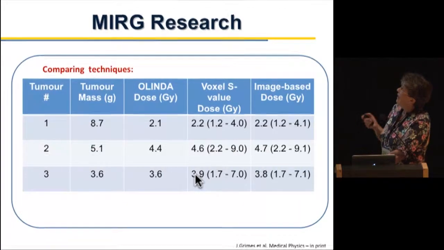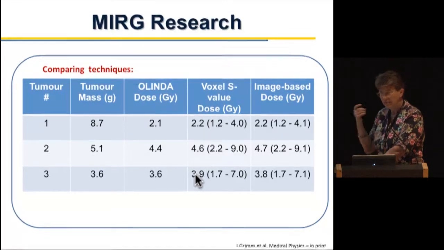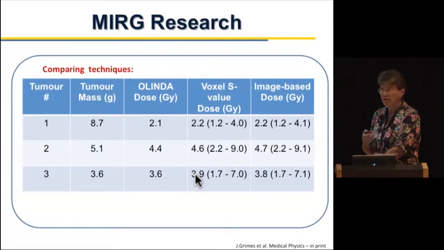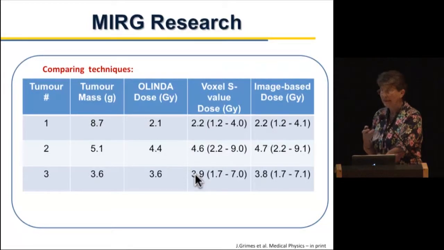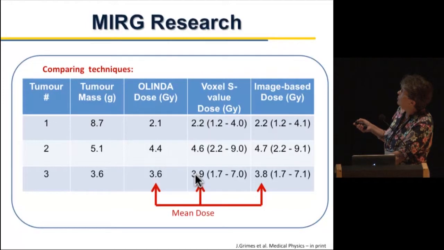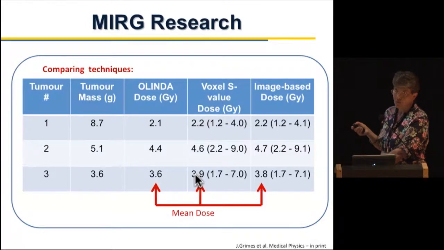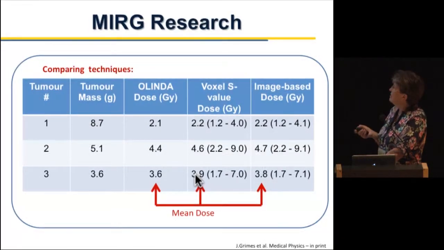We did extensive research on this area. We created a program, which is now being commercialized by a company; UBC licenses it to a company, and it can do all this calculation. But we wanted to compare. So this is OLINDA, this is voxel S value, this is image-based, for 3 different tumors. And you can see that the mean dose calculated by these 3 programs is very similar. So basically this will be the dose mean over a certain organ.